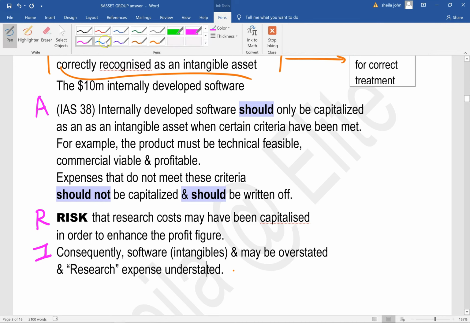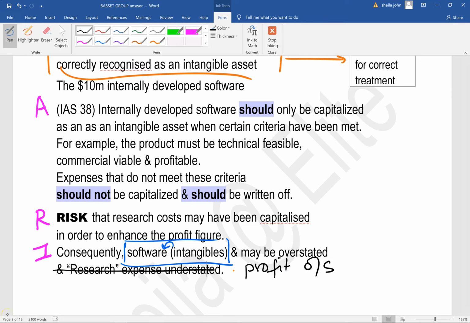So you need to be a little careful in the exam. Do not put general titles down here. Don't just put down the word intangibles. Be as specific as possible. Right? So the intangibles may be overstated and research expense understated. I mean, you can do it this way, or you can also say that instead of research expenses understated, you could also have said the profits overstated. If you did not want to do this, you could have done that, which is fine.